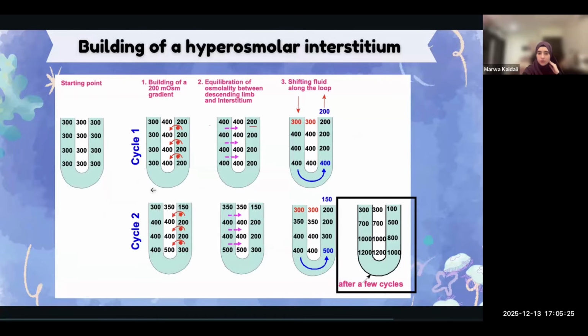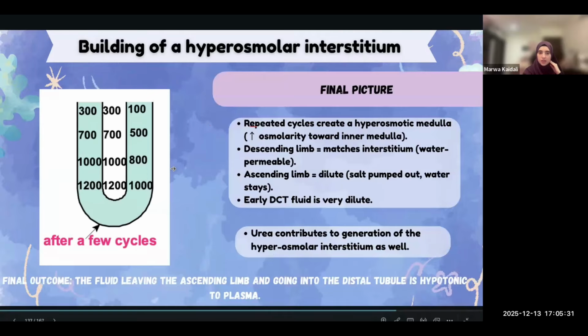Over time, we're going to have a few rounds of this cycle occurring until finally we get to this point, okay? Now this point over here is when the interstitium reaches an osmolality of 1200. At the end of this process, you're going to notice three things. The first one is that at the end of the descending loop, the osmolality is going to equal the one at the interstitium, okay?